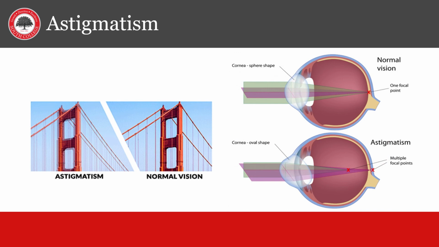Astigmatism is a common and generally treatable imperfection of the curvature of the eye that causes blurred distance and near vision. Astigmatism occurs when either the front surface of the eye, called the cornea, or the lens inside the eye has mismatched curves.